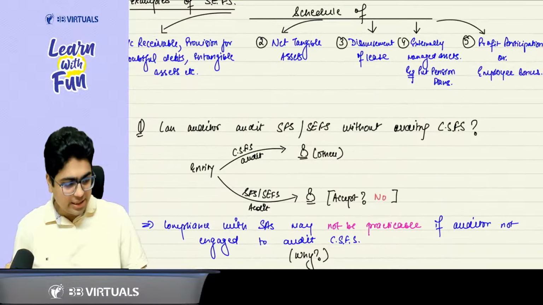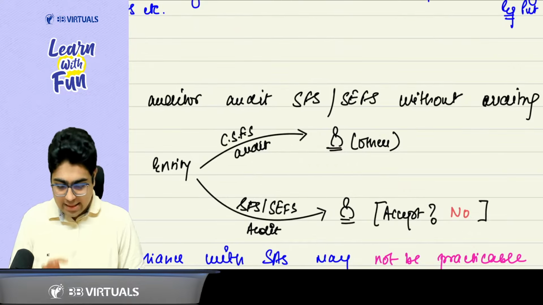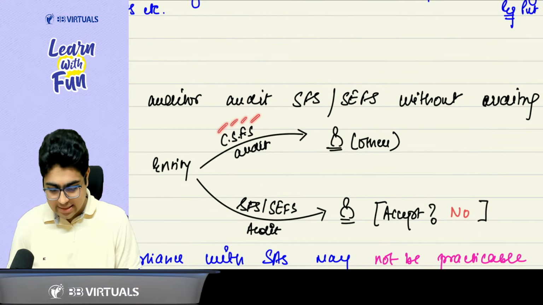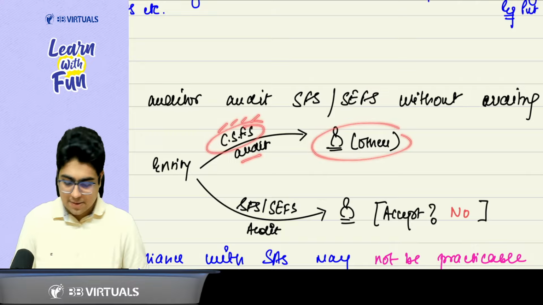Now tell us one thing. Let's say there is an entity. Got it, sir? In this entity, the complete set of financial statements, that is the full financial statements, are audited by some other person.